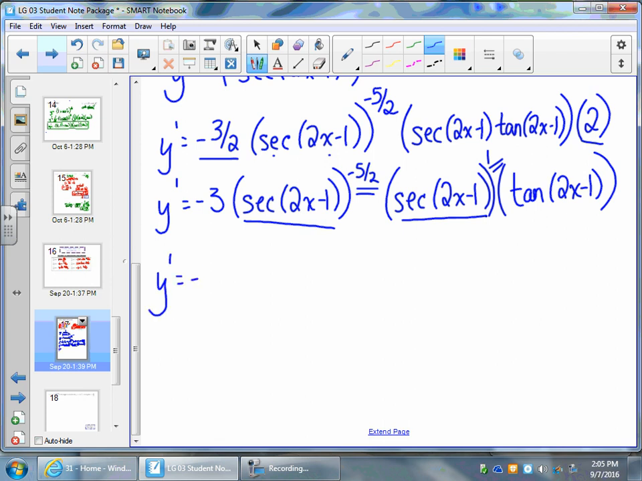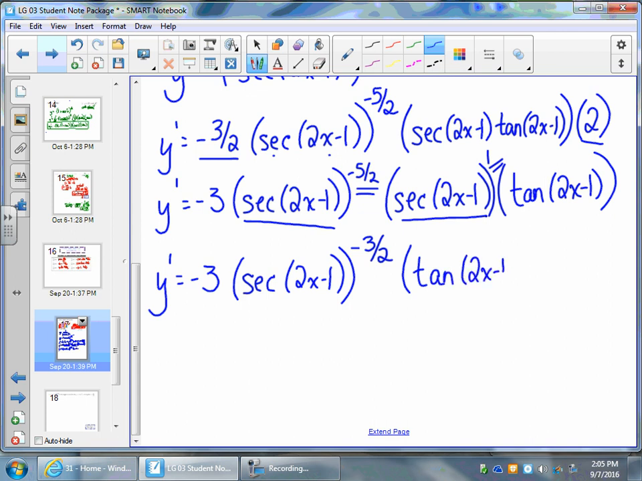So I would have my negative 3. This can be simplified. Now, negative 5 over 2 plus 1 is, again, like 2 over 2. So that's going to take me to 3 over 2. And then I've got my tan of 2x minus 1. Okay? So we could leave it like that, and that would be a great final answer.